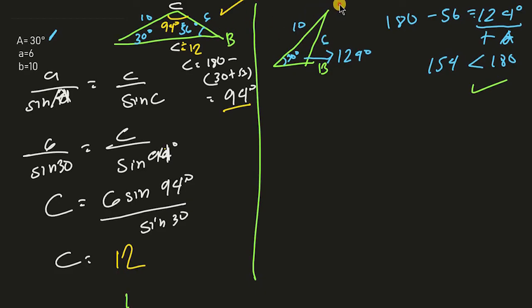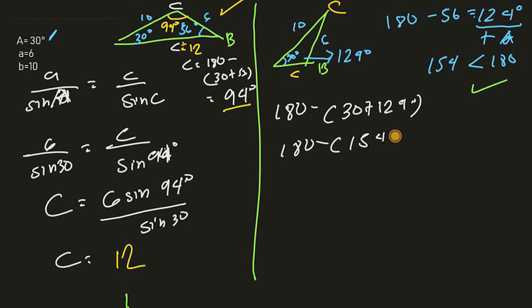Okay, now here. Let's find angle C and side C. To do that, again, let's use the concept that 180 is the sum of all the angles. Subtract the sum of the existing 30 plus 124. That would be equal to 180 minus 154. Is that right? Yes, that's right. So 180 minus 154 is equal to 26 degrees. So the value of our angle C is 26 degrees.